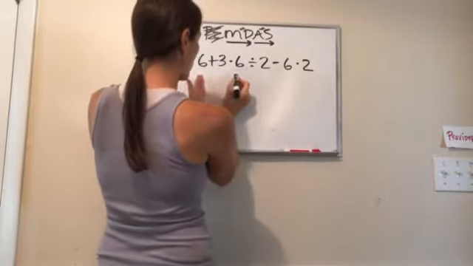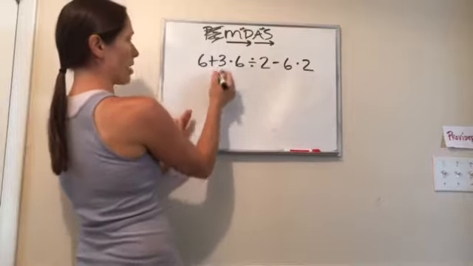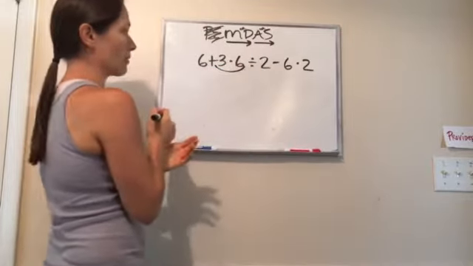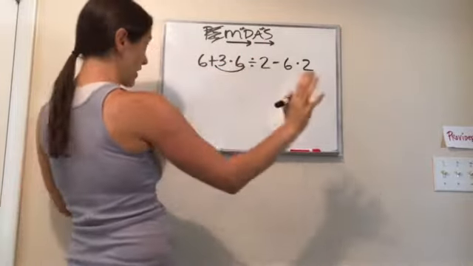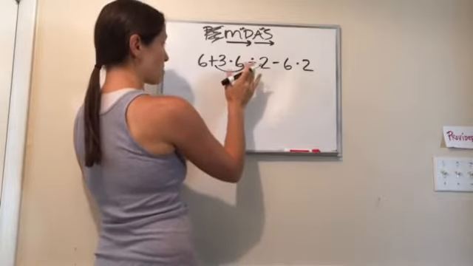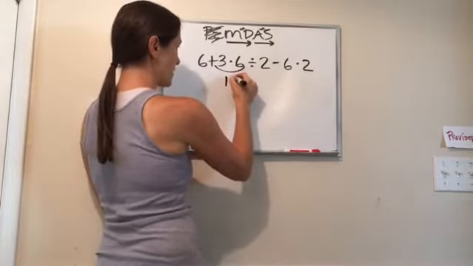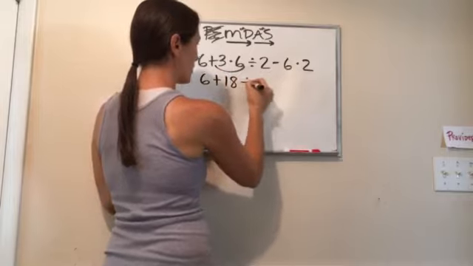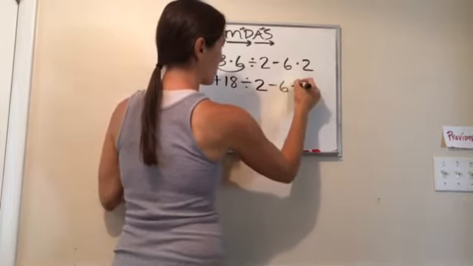From this, where do you see the first multiplying problem? 3 times 6. This one is a multiplying problem. Very good. So let's go ahead and answer that and then just move forward. 6 times 3 is? 18. So I'm going to bring everything else down. Makes it so much simpler.